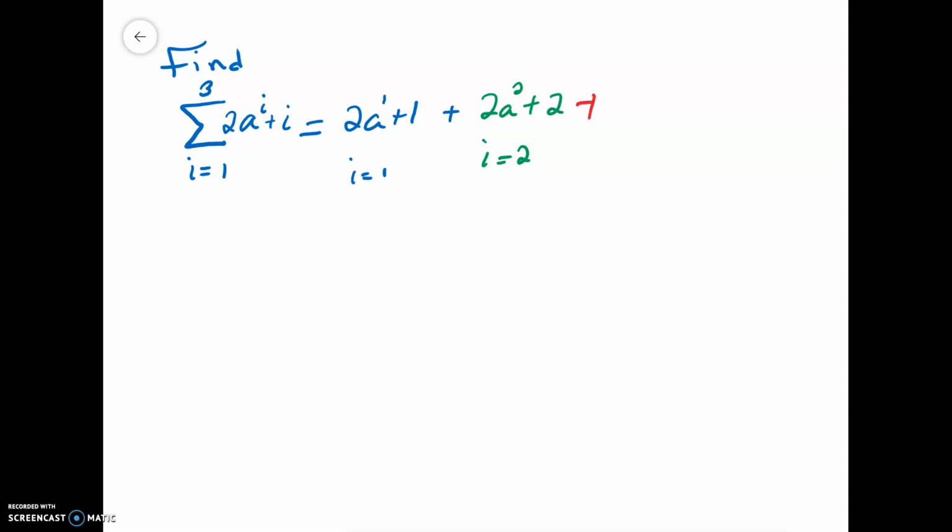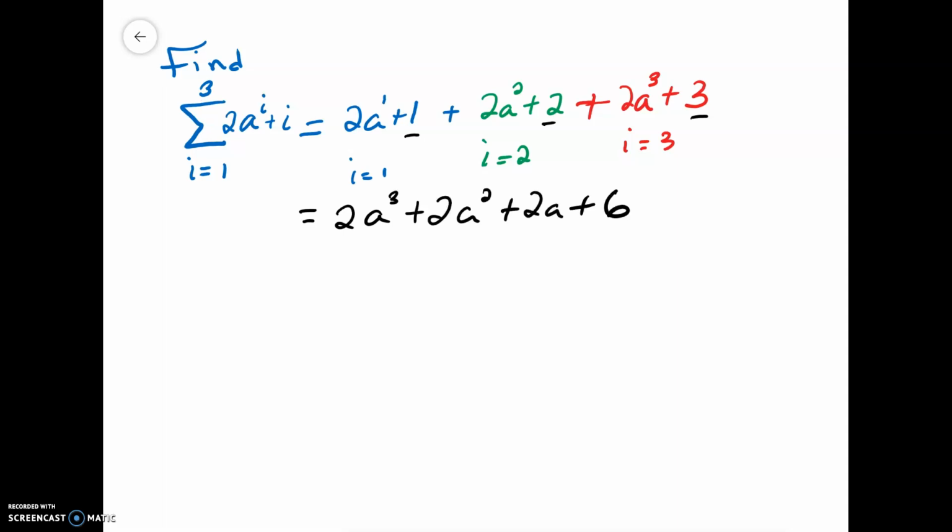And then I'm approaching my upper bound, which is letting i equal 3. Then I'm going to have 2 times a to the third plus 3. So notice that there's a variable in my answer. So the only thing that I can do now is clean this up. So I have like terms here. Okay, so 3 plus 2 plus 1, that's 6. And then, actually, let me put that off to the end. Let me just put it in descending order. So I have 2a cubed plus 2a squared plus 2a plus 6. The calculator's not going to do that for you, at least not one that doesn't do symbolic manipulation. And that's why you should know how to do it by hand.